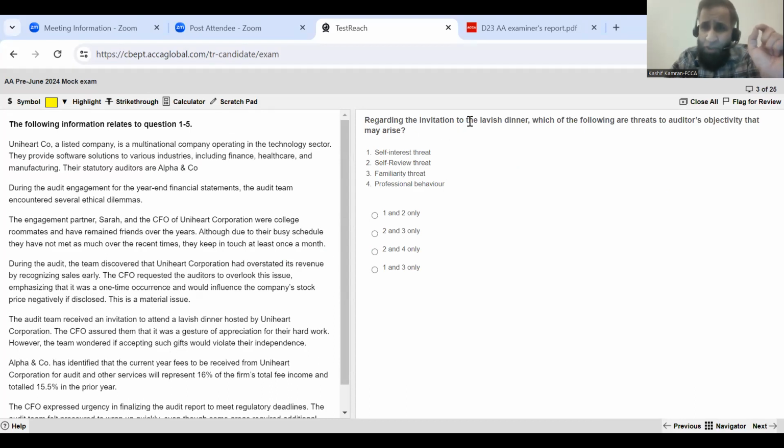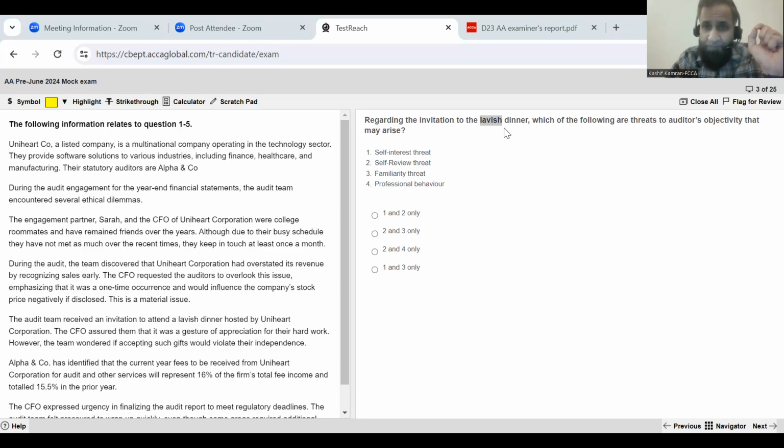Regarding the invitation to a lavish dinner. What dinner? Lavish. Is it a normal dinner? No. Is it an extraordinary dinner? Is it something special? Is the examiner deliberately using the word lavish? So lavish means something special, something extraordinary, something which will compromise the objectivity of the auditor. Had it been a normal dinner, it would have been fine, but this is something special.